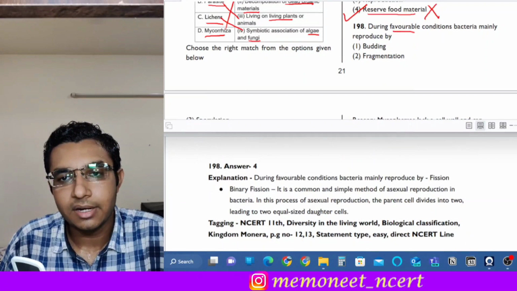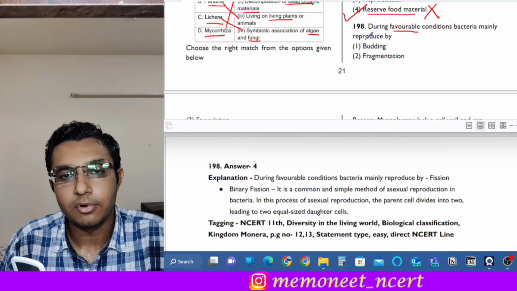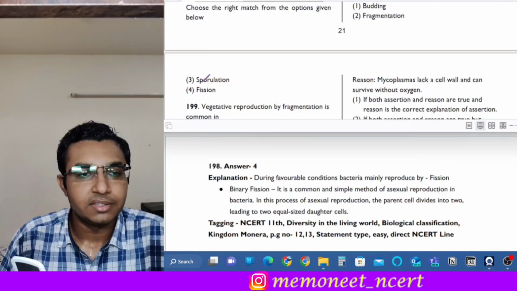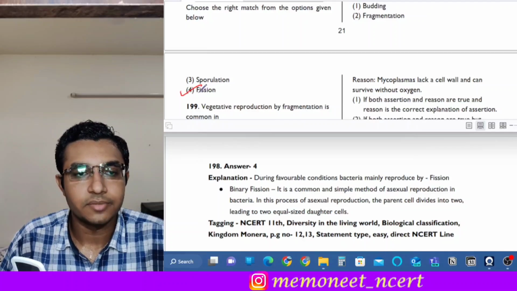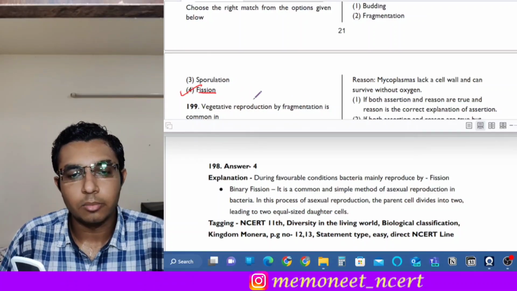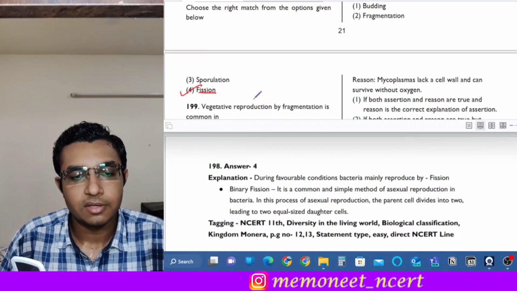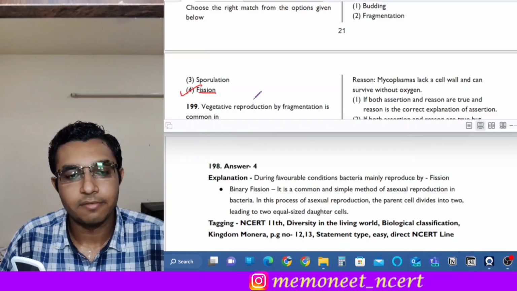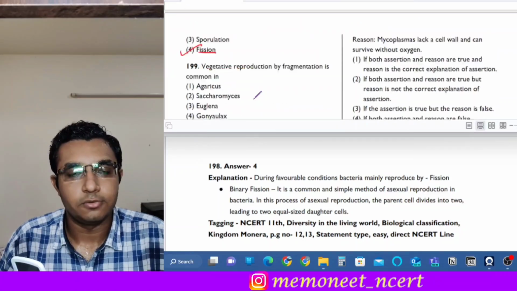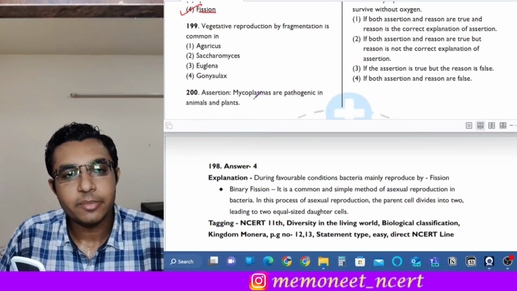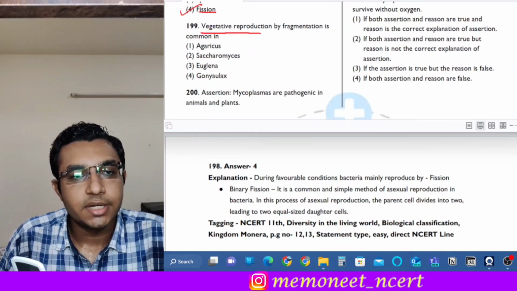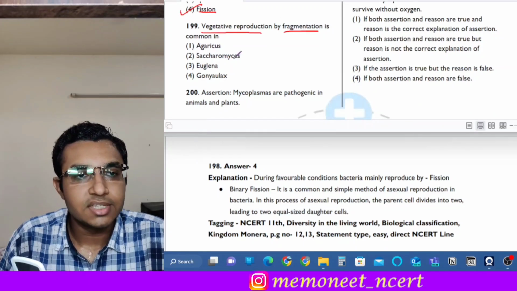During favorable conditions, the bacteria mainly reproduce by. Okay, so when the conditions are favorable, they reproduce by fission. Binary fission is the common mode of reproduction, in which the bacteria divides into two cells. So the correct answer will be option 4. Moving on to the penultimate question, that is question number 199. It states the vegetative reproduction by fragmentation is common in what?